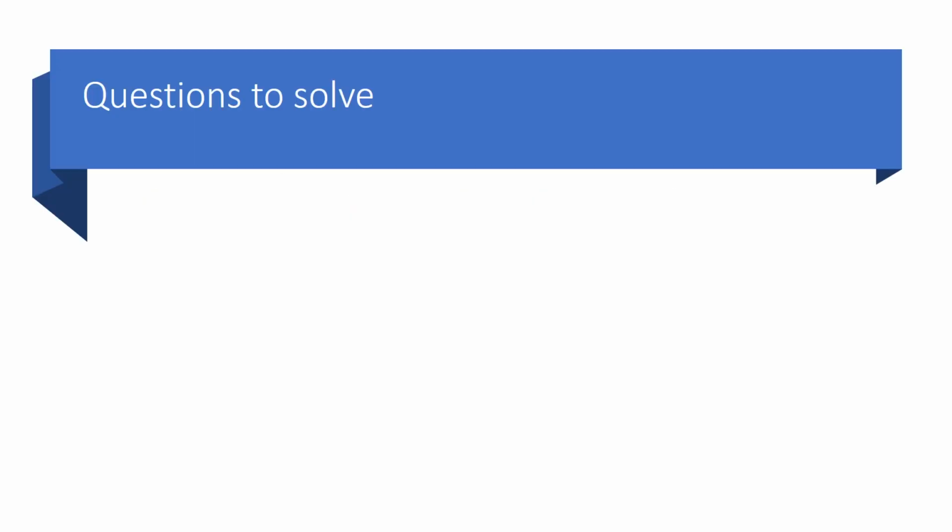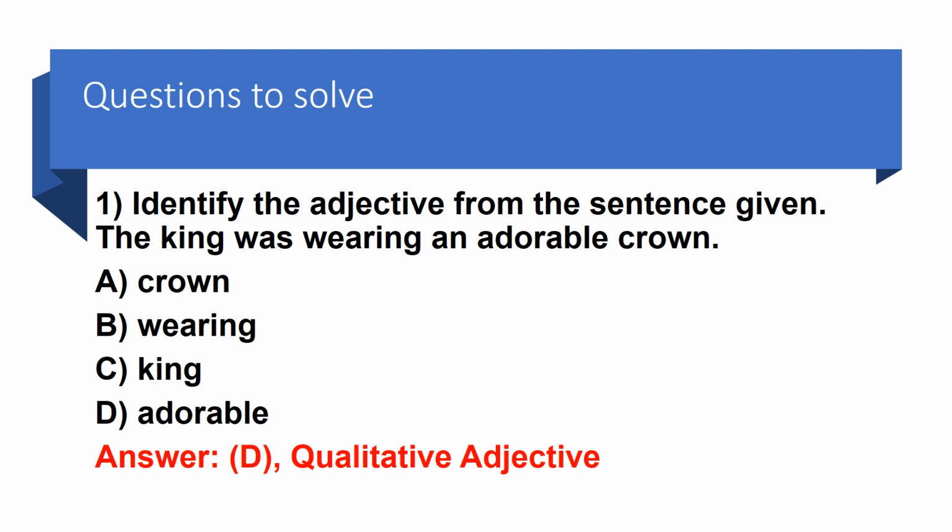Now, let's solve a few questions. Identify the adjective from the sentence given. The king was wearing an adorable crown. Options are given: crown, wearing, king, adorable. The right option is adorable. This is qualitative adjective.